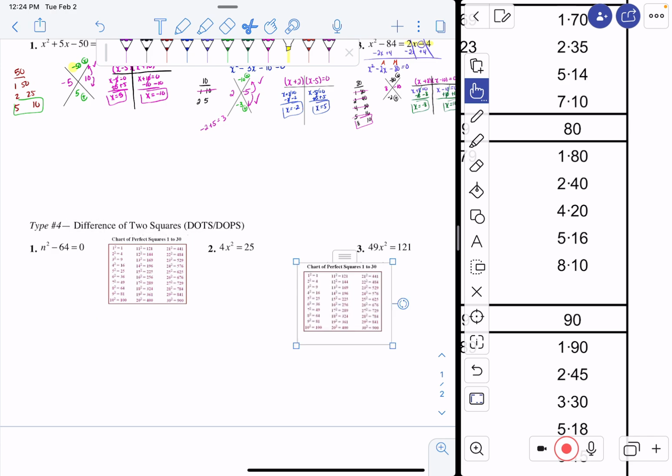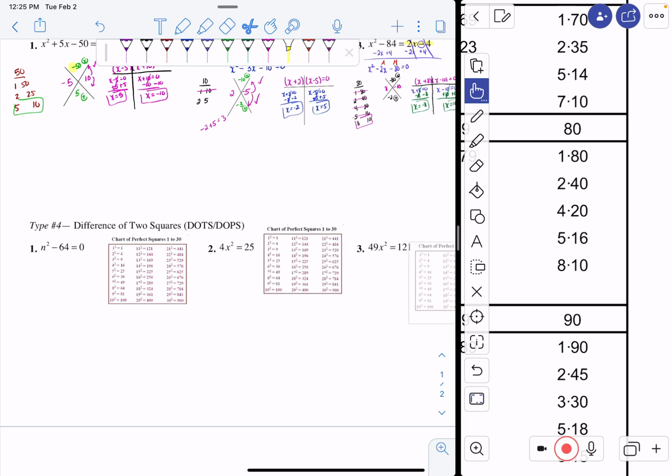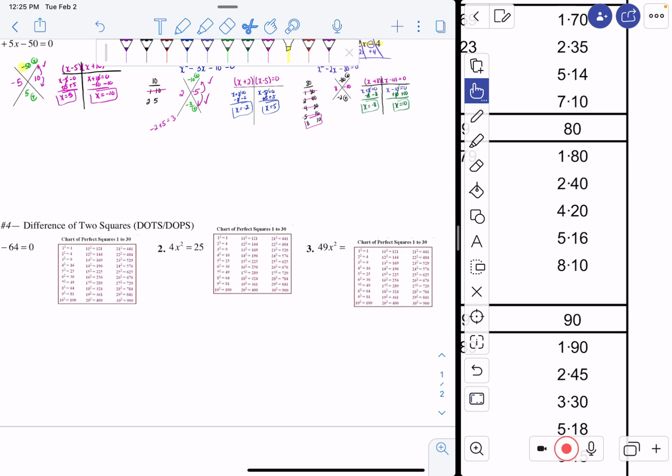One second. Good. Oh no. I'll put it here.